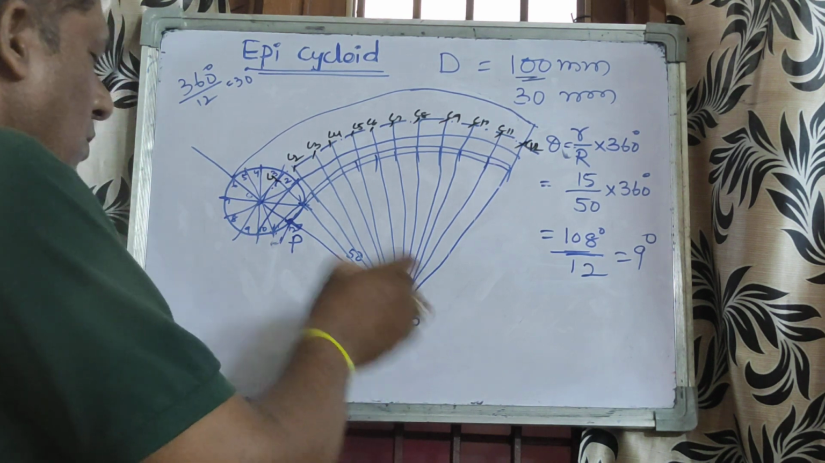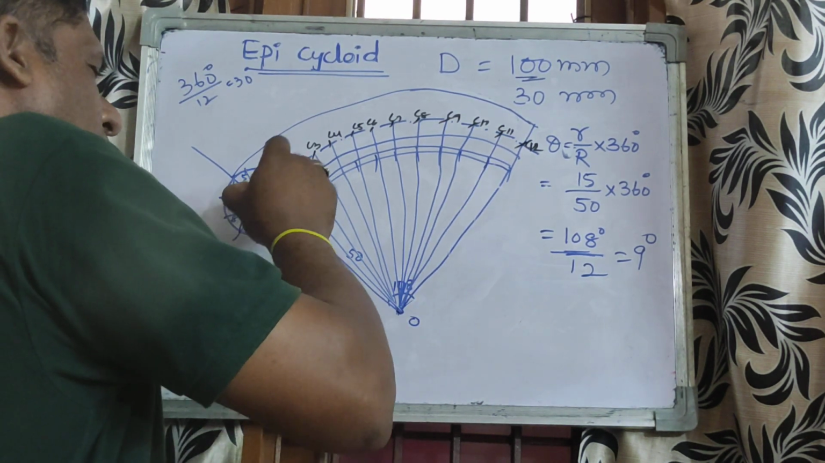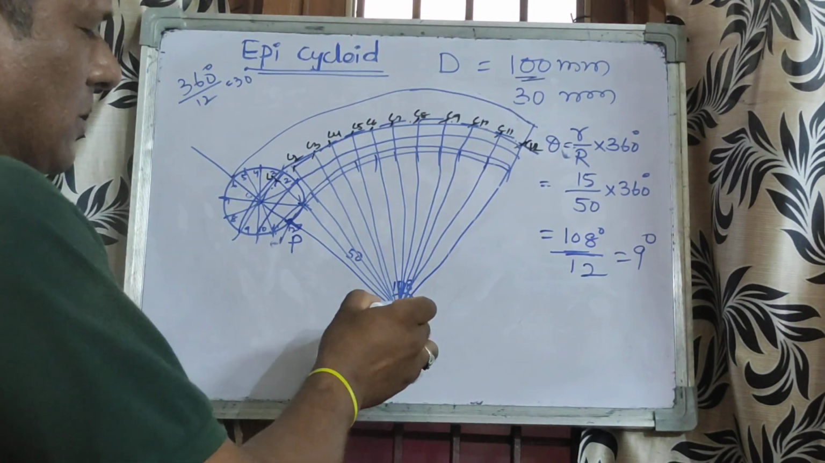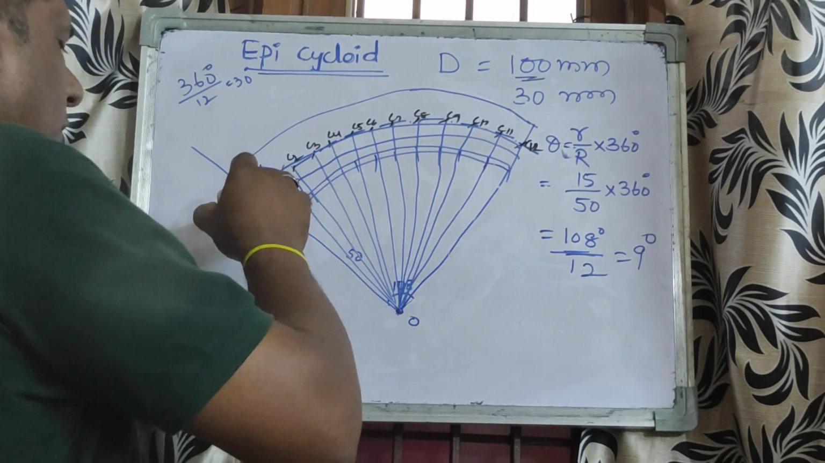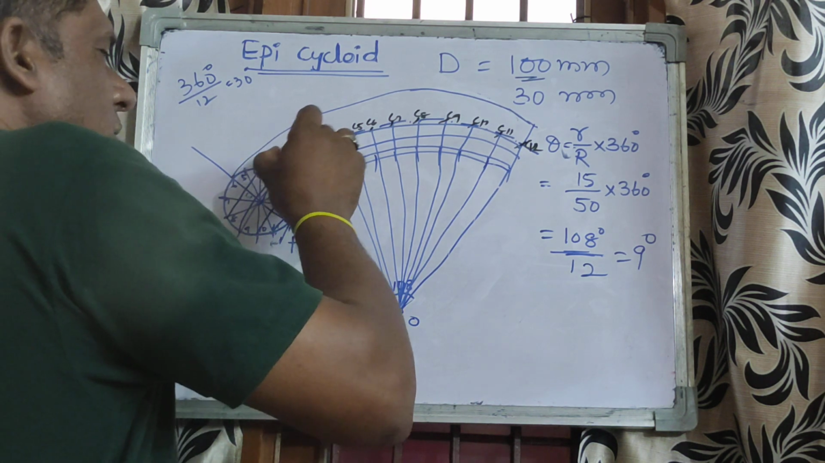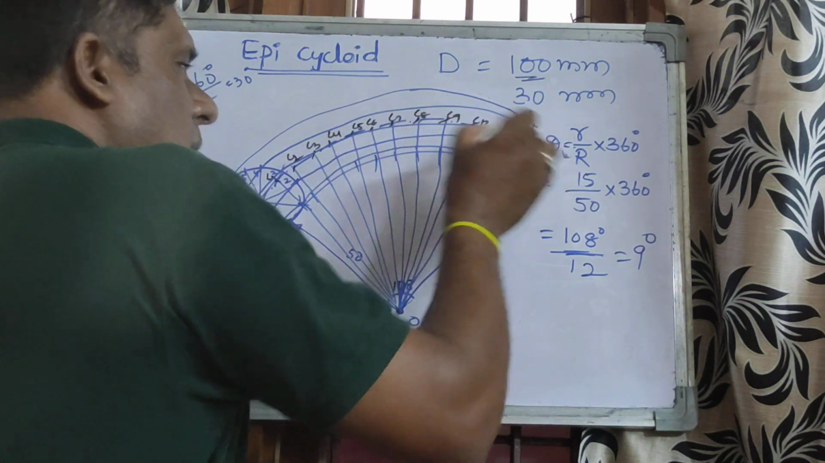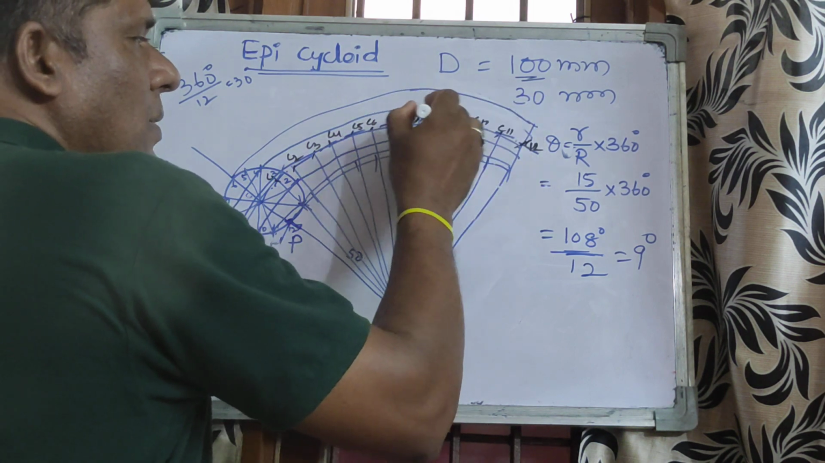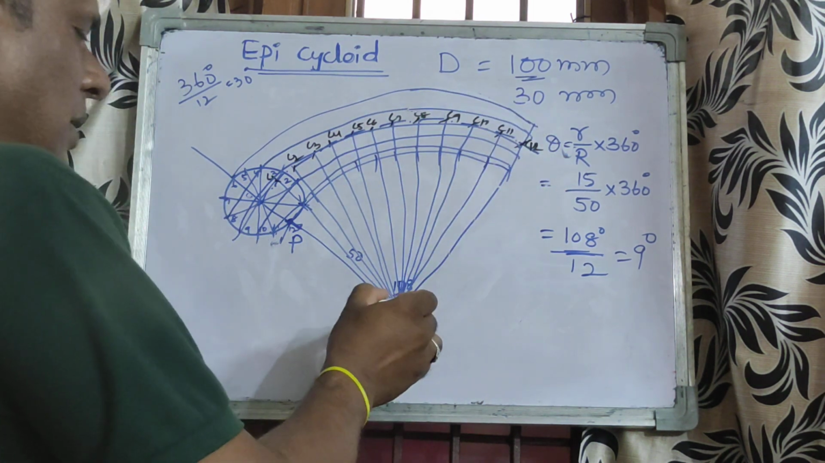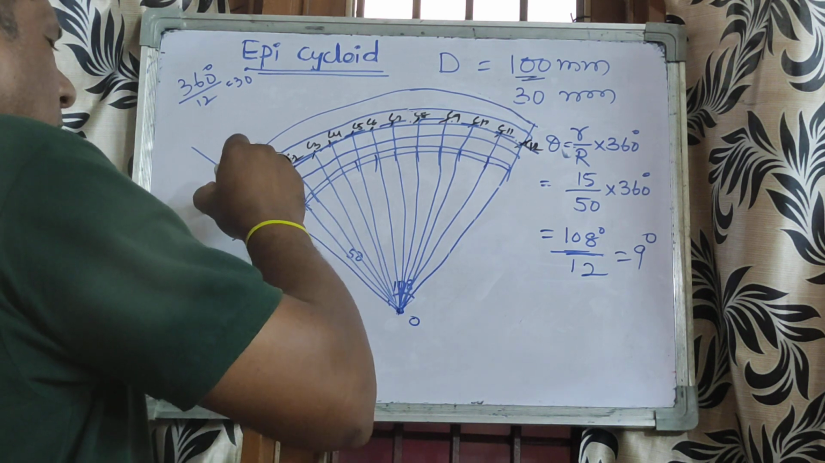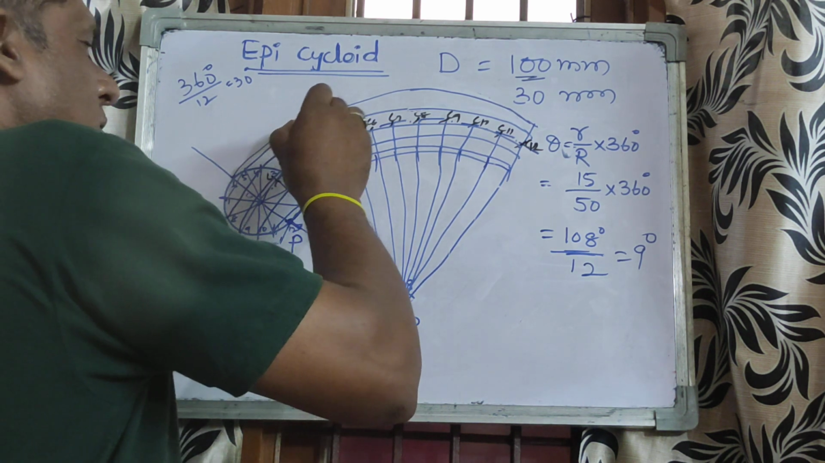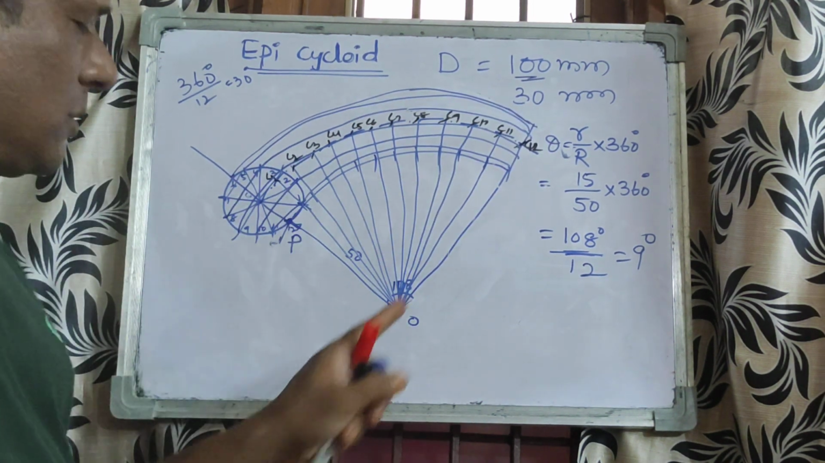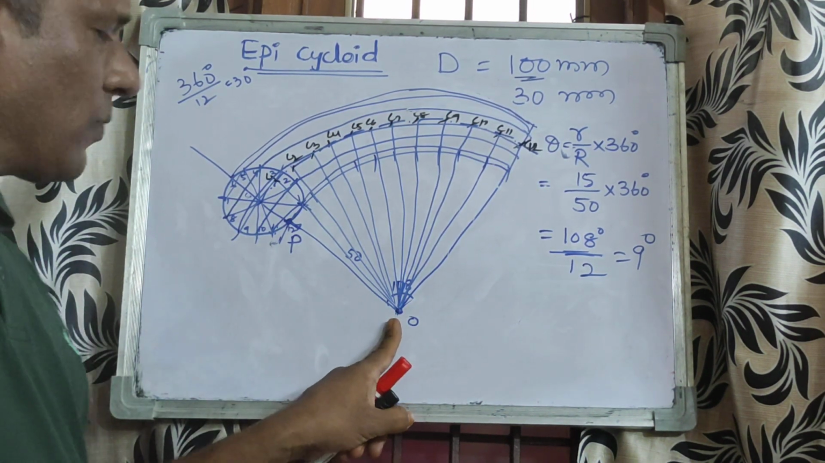In the same manner, O to 9. So 9 and 3 both coincide. Draw the arc. Next, O, 8 and 4 both coincide. Draw the arc. Next, 7 and 5 both coincide. Draw the arc. Like that, project all the arcs from the center point O.